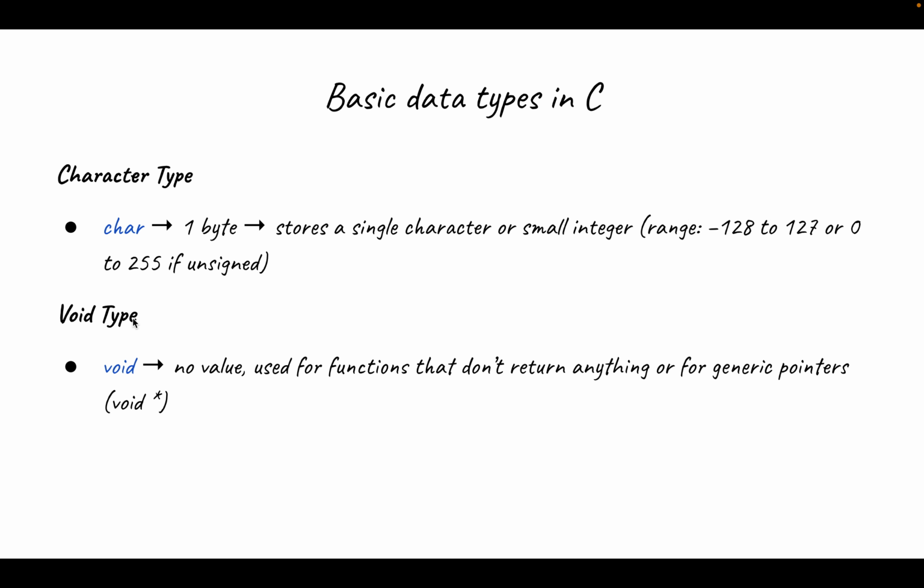Now the same for void type. Void contains no value, used for functions that don't return anything or for generic pointers. Like void *, this is the sign of a pointer.